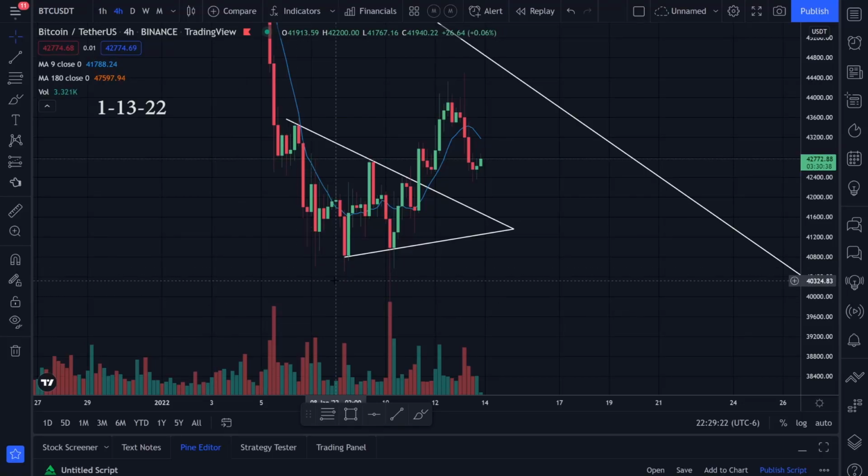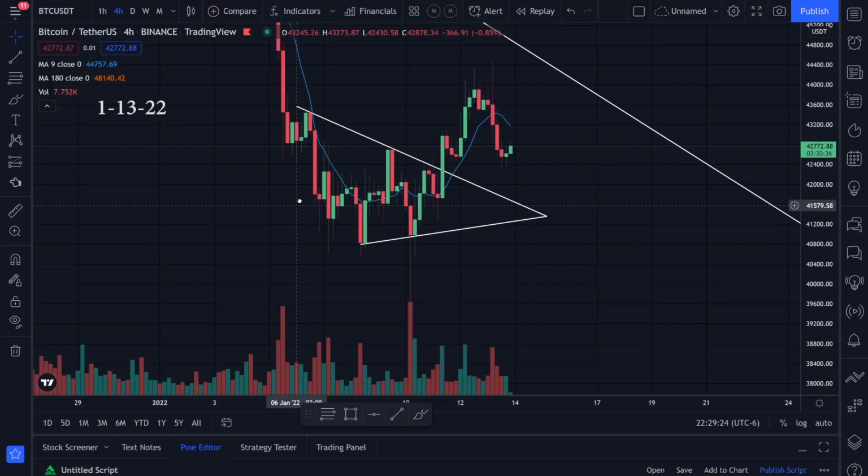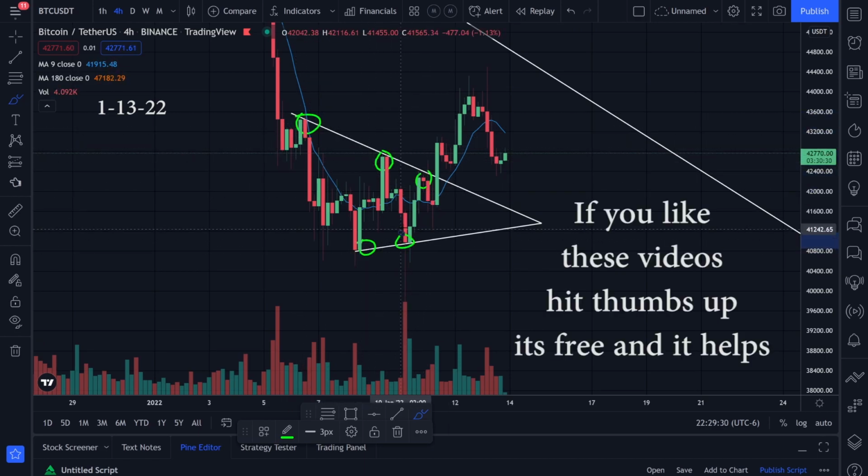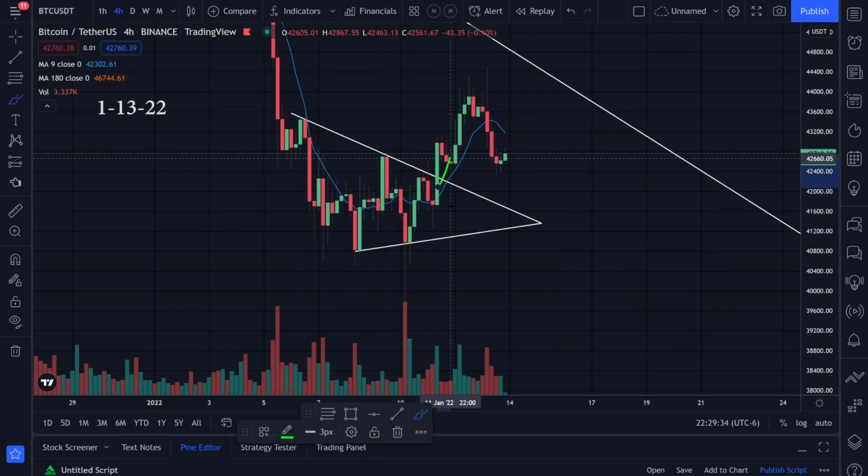Let's take a look at the chart action for Bitcoin. All right, here is what I've been looking at. We have a triangle pattern. We have resistance, resistance, resistance, support, support. We were bouncing in between these two trend lines. I was waiting for a breakout to the upside or the downside. We got a breakout to the upside.